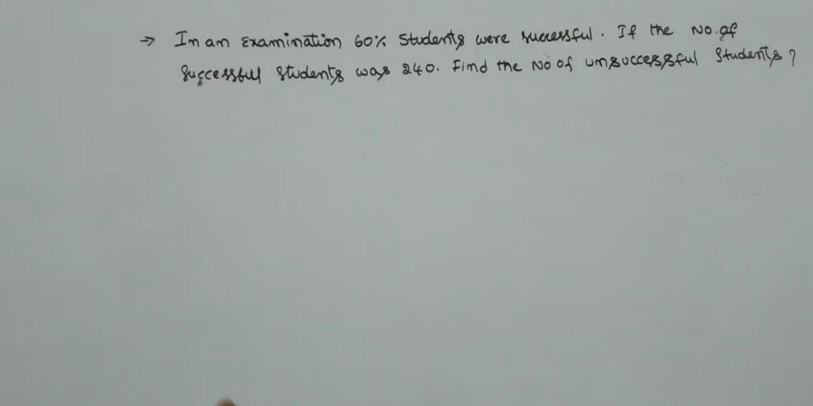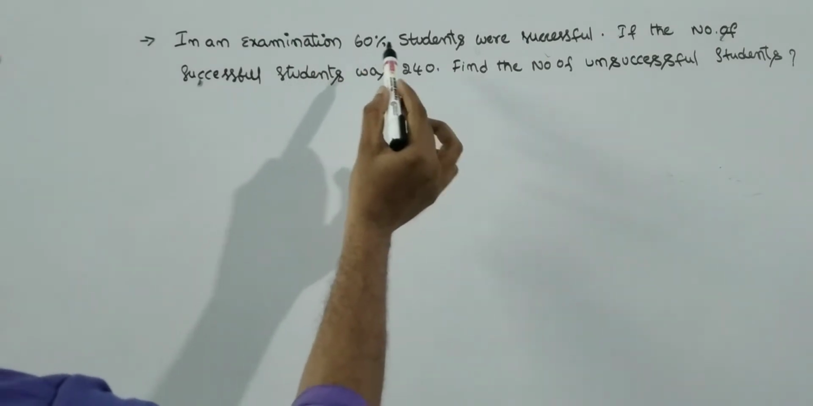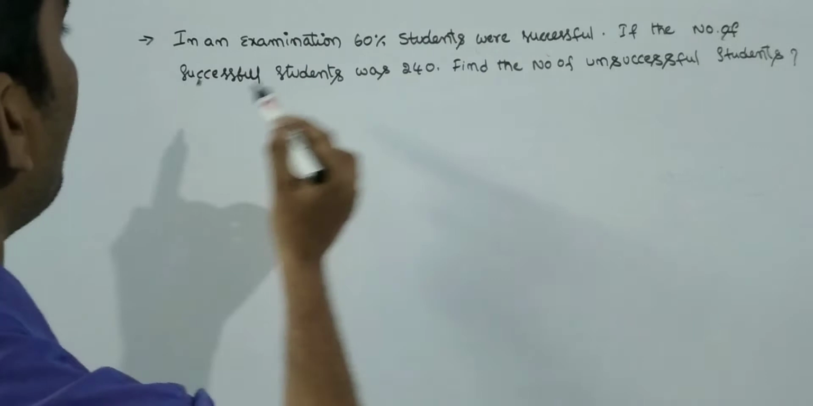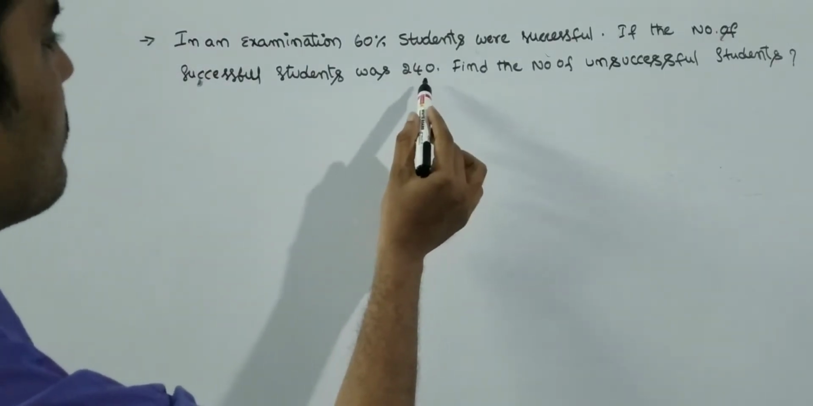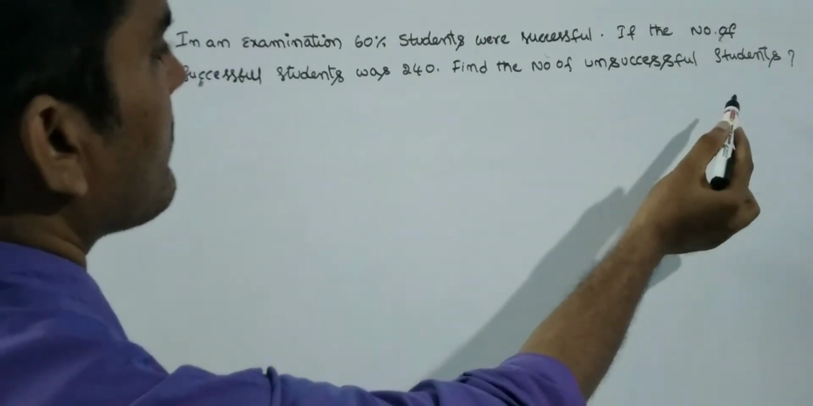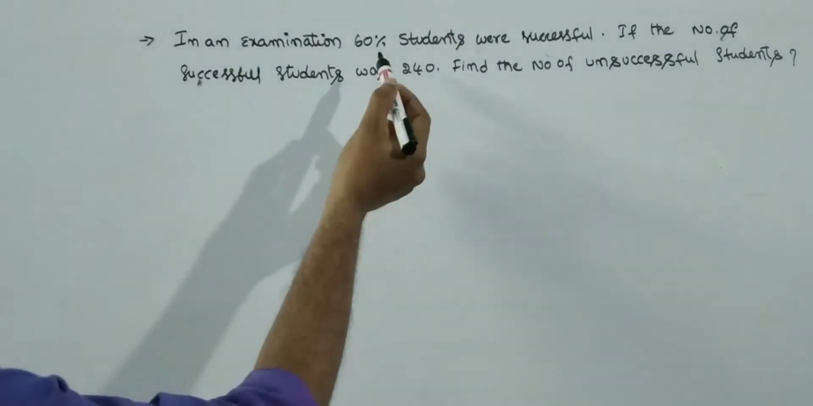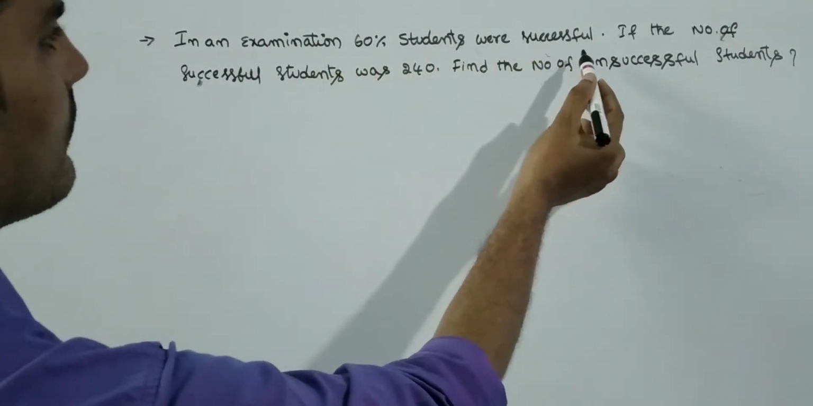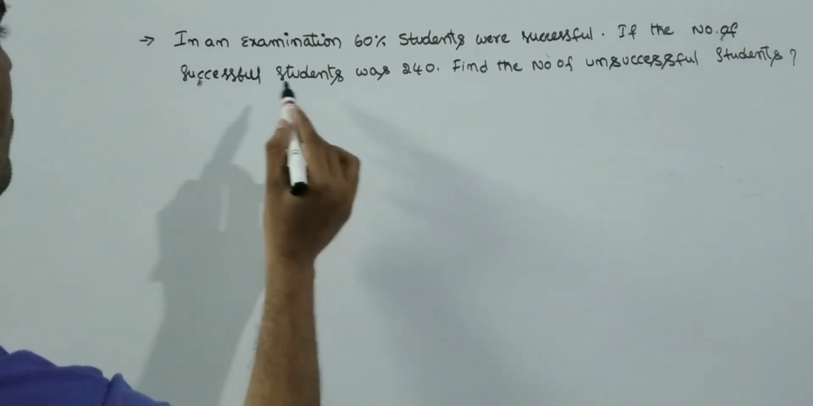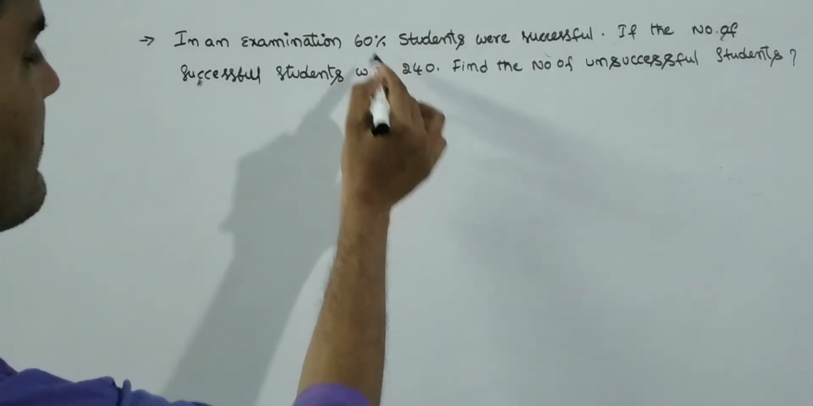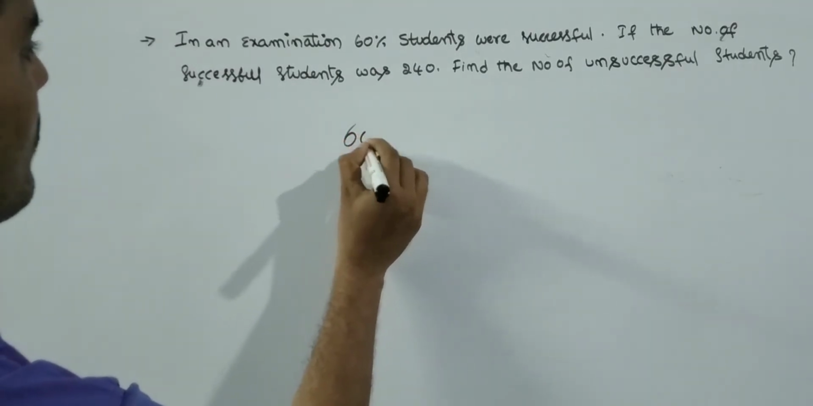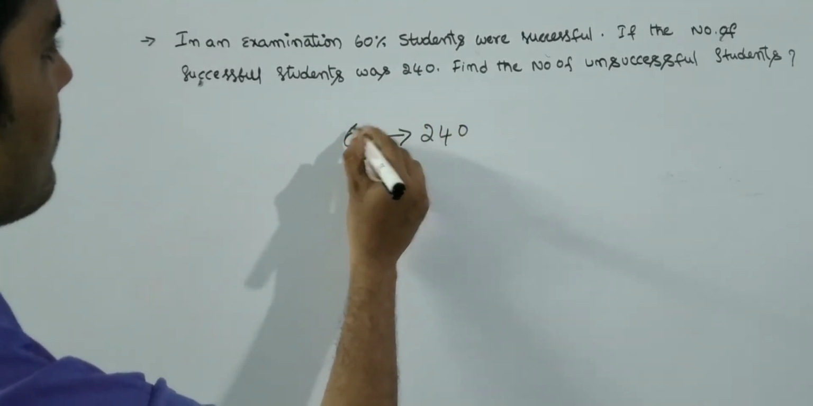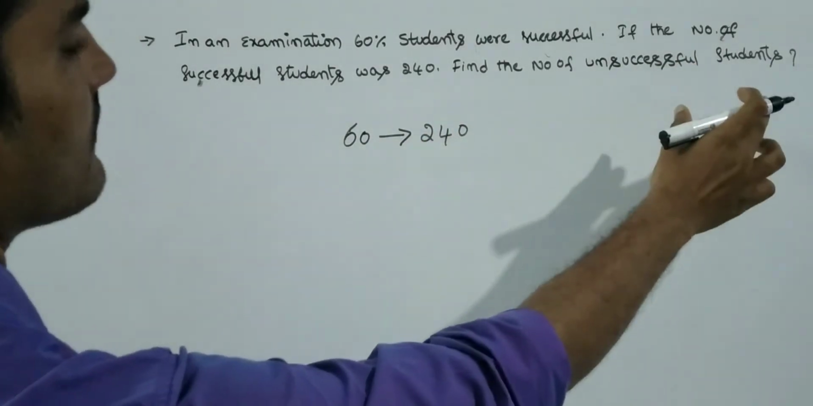See friends, next problem. In an examination, 60% of students were successful. If the number of successful students was 240, find the number of unsuccessful students. See friends, what he has given: in an examination, 60% of students were successful. If the number of successful students was 240, this means 60% equals 240. Then find the number of unsuccessful students.